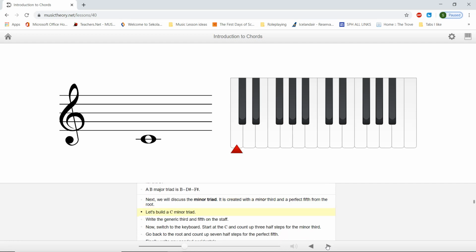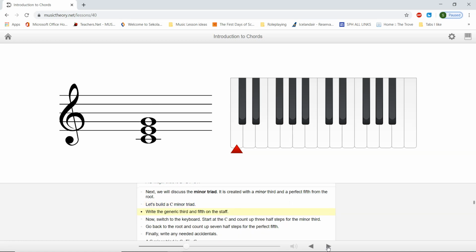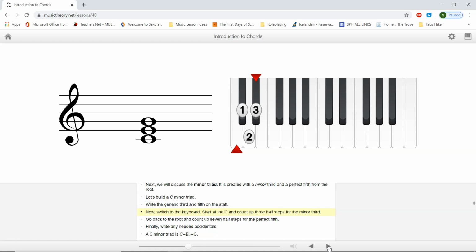So they're going to have us build a C minor triad as an example. We slap the 3rd and 5th on there. Great. Now we're going to go look at the piano on the right. Start at the C, count up 3.